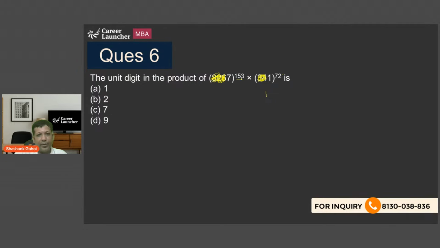Now, whenever you see a power and you want to find out the unit digit, divide the power by 4 and get the remainder. So divide 153 by 4. What is the remainder? The remainder comes out to be 1. So the unit digit is going to be base power remainder, or I would say 7 power 1. And what is the unit digit here? That is 7. So the answer of this question directly comes out to be 7. That's it. I hope this is clear.